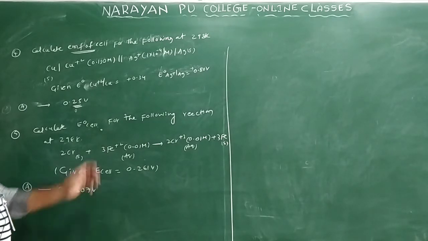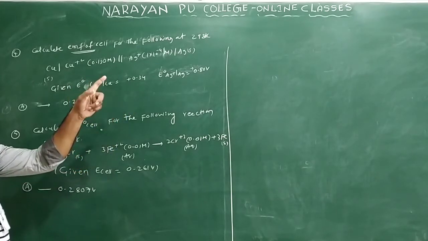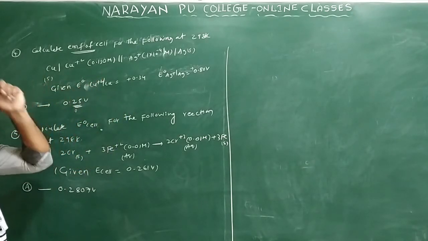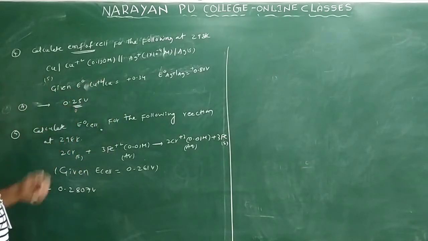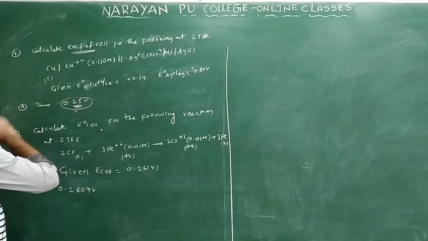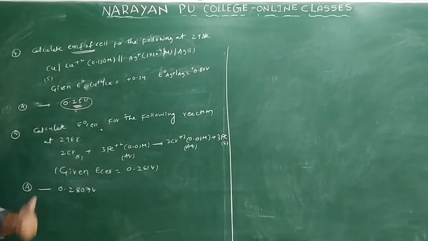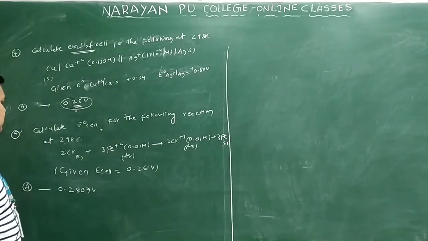Smallest value. You can use that formula: first find E naught of the cell, then substitute the values into the Nernst equation, and you will get the answer, 0.25 volts only. Solve this question. Next, calculate the E naught cell for the following reaction at 298 Kelvin.